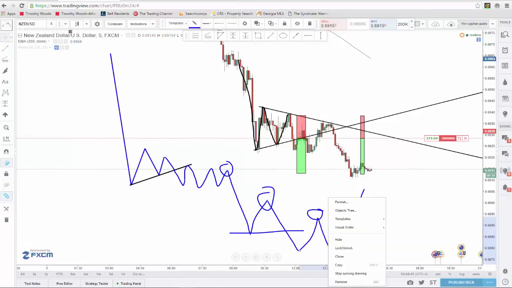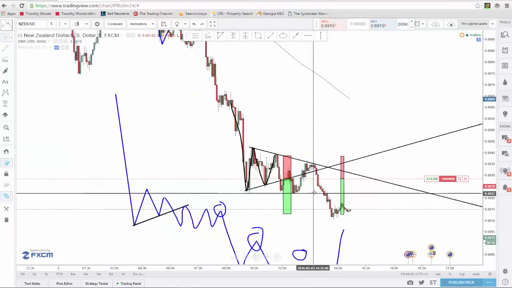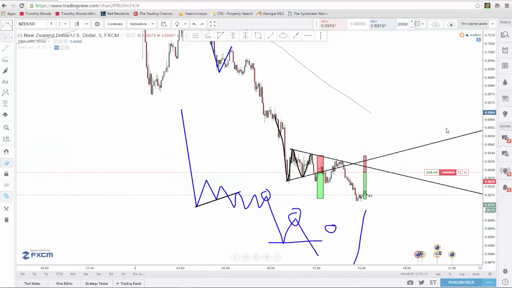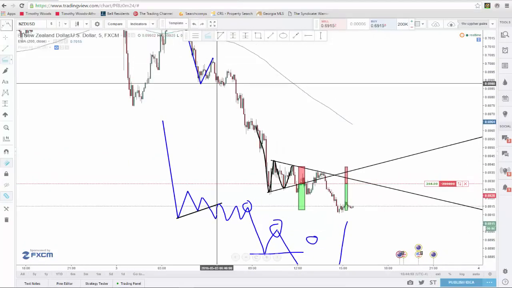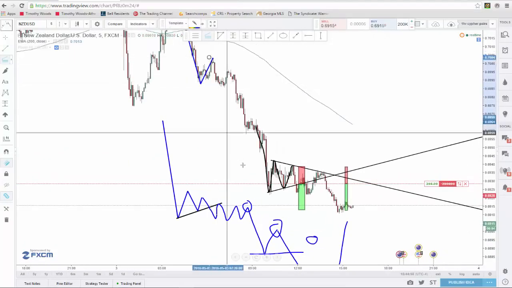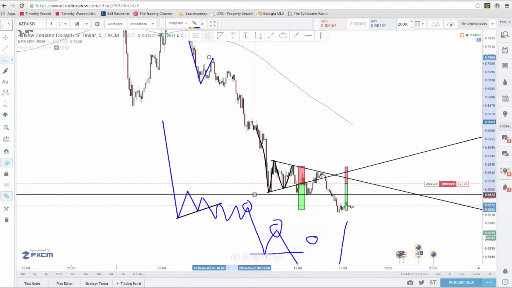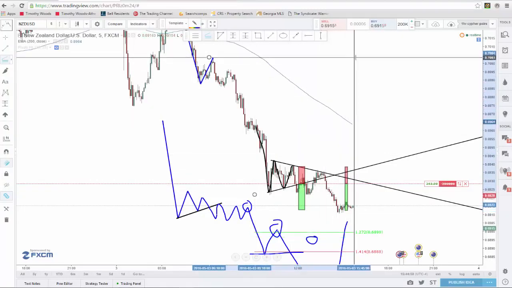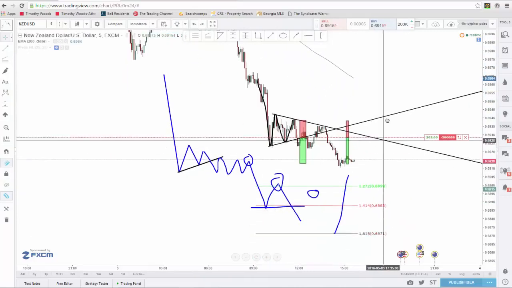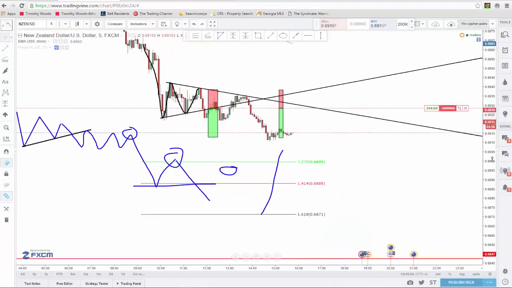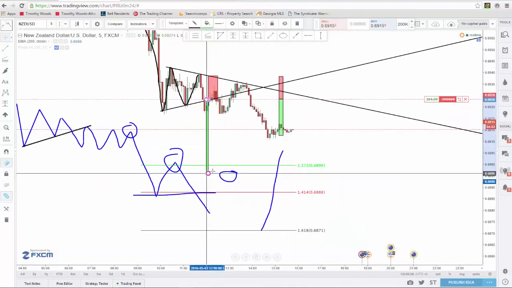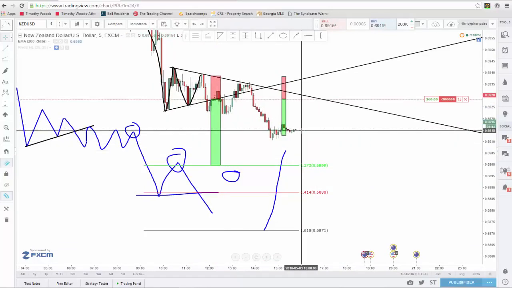And my second targets will be based on an extension of the bigger, most previous move, which for me would be from this resistance level here down to support and back up, and I will be looking for a 127 extension for my second targets. And hopefully we'll continue to press down.